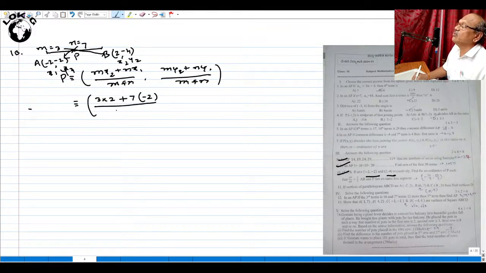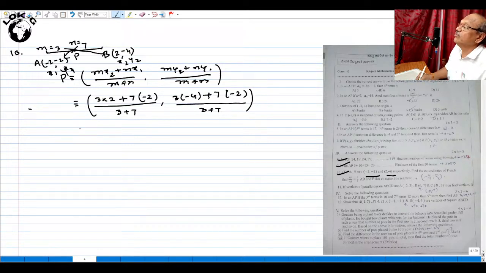Any silly mistake and you will lose marks, right? Don't make silly mistakes. Be careful about sign, addition, subtraction. my2, what is my2? 3 into -4 plus, what is n? n is 7 into -2, divided by m plus n, which is 3 plus 7, right? For those who are poor learners, I am doing it very slowly. Carefully study. 3 2s are 6. With a pen and paper, study it and note down the points.